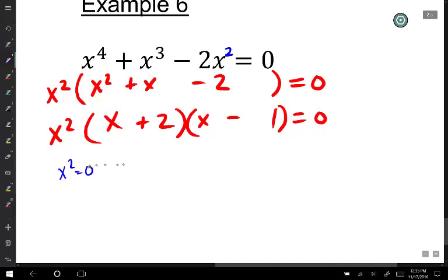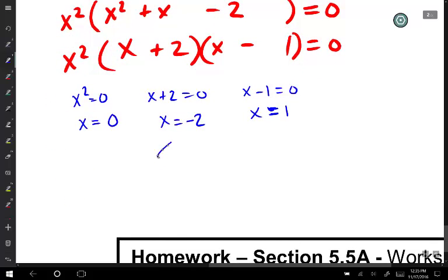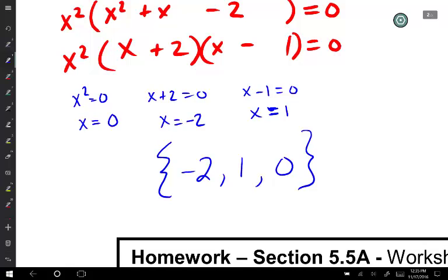Okay, so let's set each of our factors equal to 0. X squared equals 0. X plus 2 equals 0. X minus 1 equals 0. So take the what of this one? Square root. Negative 2. Positive 1. So let's write our answer. Negative 2, positive 1, 0. Questions? 3 answers here.